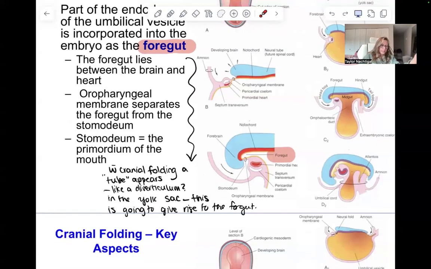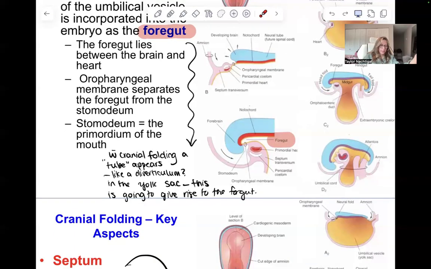So this is just saying the foregut lies here between the brain and the heart. So it's still the same thing as we experience folding. We have the brain and the heart, this is great. I love how we see that the heart is folding down and in, and it's becoming part of where the chest will arise from.